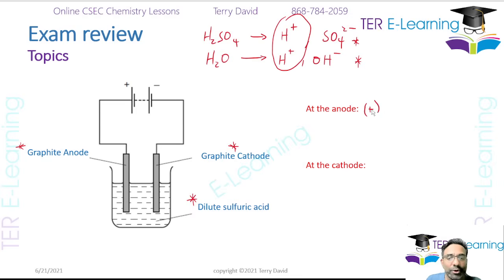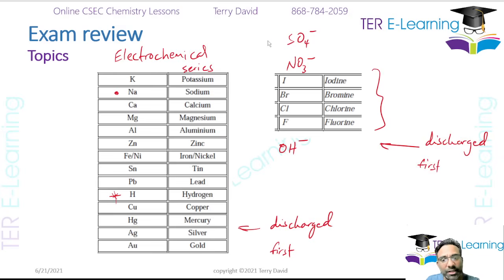The ions that are going to migrate towards my positive electrode will be my sulfate and my OH minus. But which one is going to be discharged? I've seen students decide, well, it's sulfuric acid, so let's discharge sulfate. But if I go back to the electrochemical series, look at where sulfate is and look at where OH is. OH is lower down in this electrochemical series. So therefore, what's going to happen is that OH is going to be discharged, right?